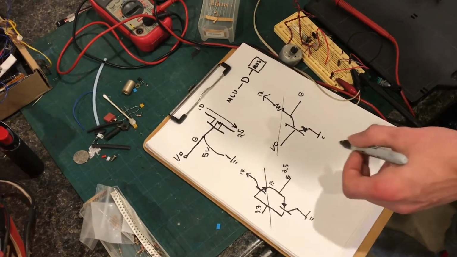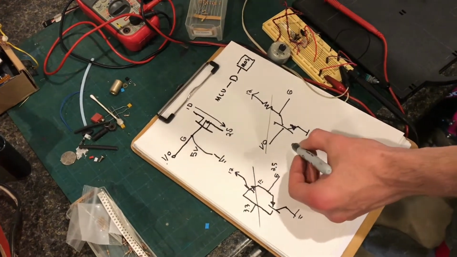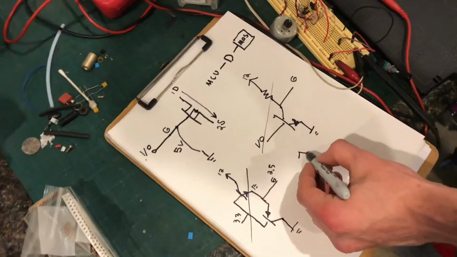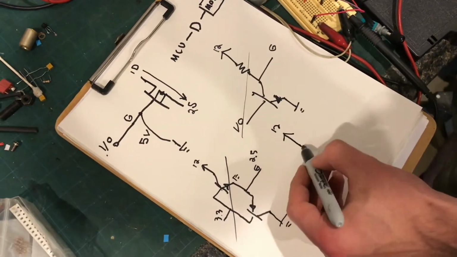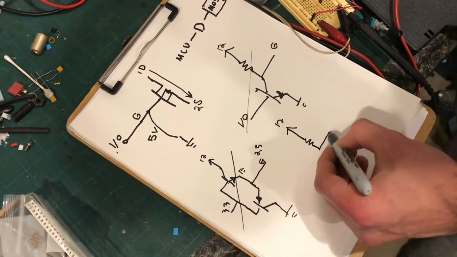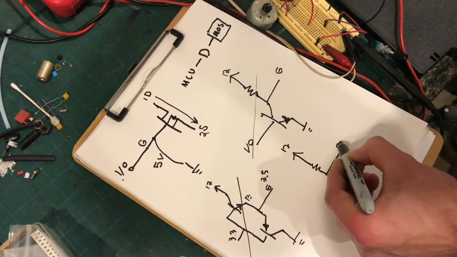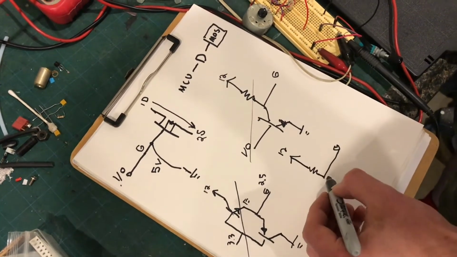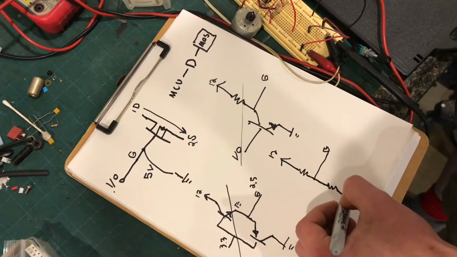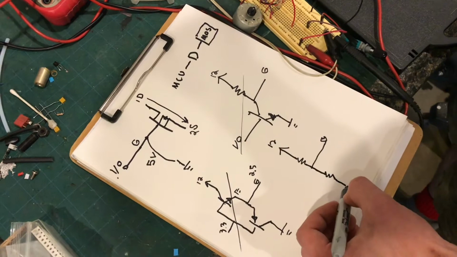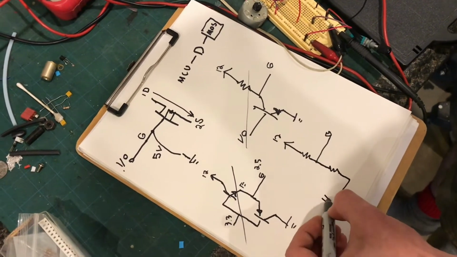So finally, what I ended up doing uses no transistors. We go from 12 volts through a resistor to the gate, and then we basically make a voltage divider, and instead of going to ground, we go to our I/O.